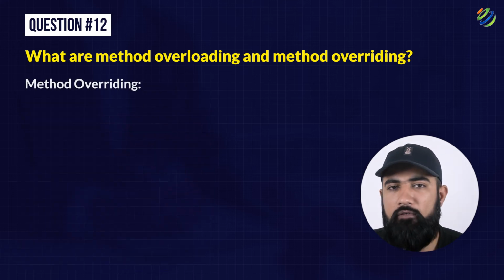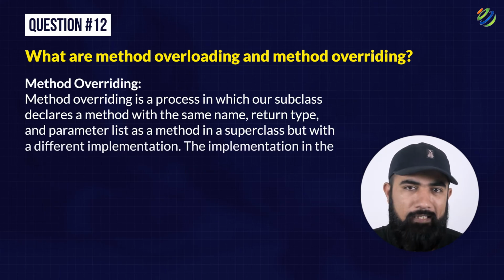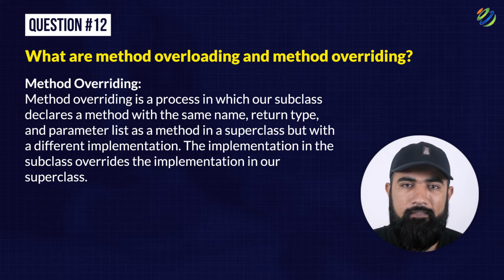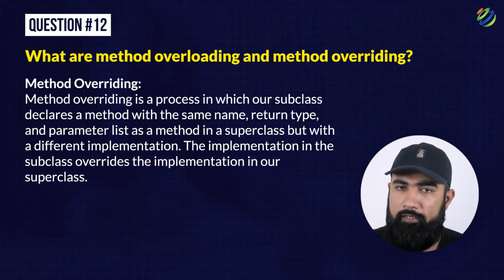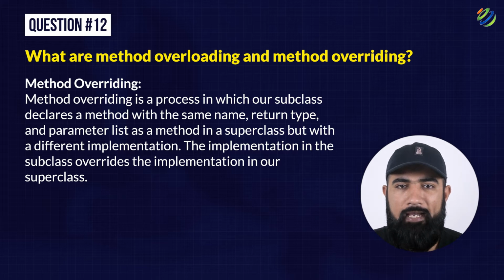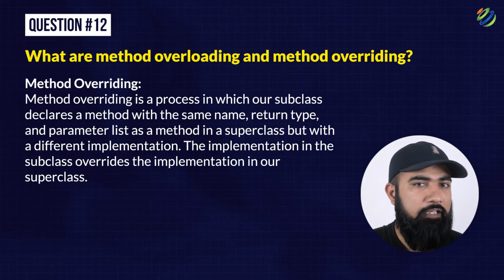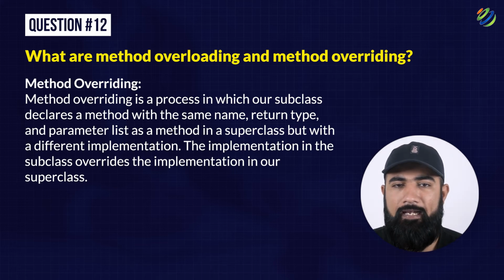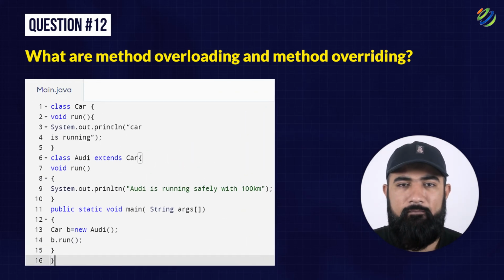Now let's talk about method overriding. Well, method overriding is a process in which our subclass declares a method with the same name, return type, and parameter list as a method in a superclass, but with a different implementation. The implementation in the subclass overrides the implementation in our superclass. So let's have an example and understand it better.